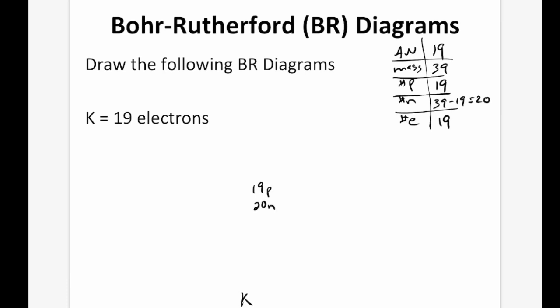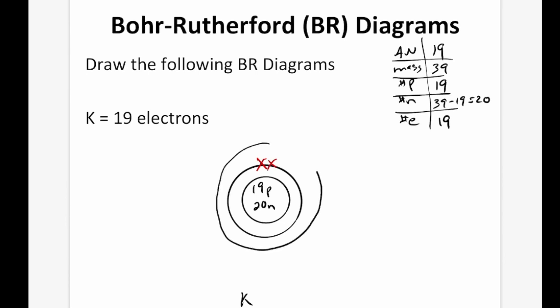And we're going to draw our first circle. We're then going to draw our second circle. And we're going to put our 2 electrons in our first orbit in that first circle. And then we're going to draw our third circle. Okay, so we started with 19 electrons. We used 2. So now we have 17 electrons left.